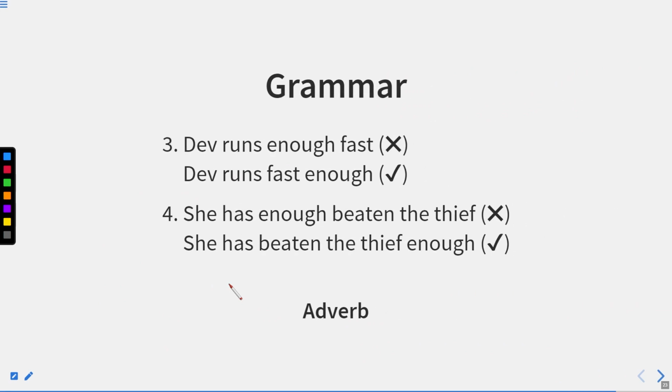Dev runs enough fast. Now fast is an adverb, so this enough should be an adverb. So the correct sentence will be: Dev runs fast enough. She has enough beaten the thief. Again, beaten is a verb, and if enough is an adverb, it should be placed after beaten. So the correct sentence will be: she has beaten the thief enough. Now beaten is a verb, the thief is the object, and enough is an adverb, because an adverb basically comes after the object as well. Now let us move to the next one.